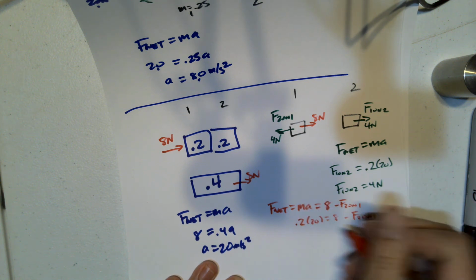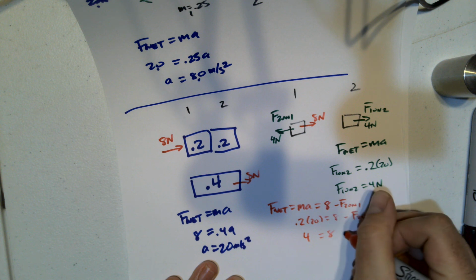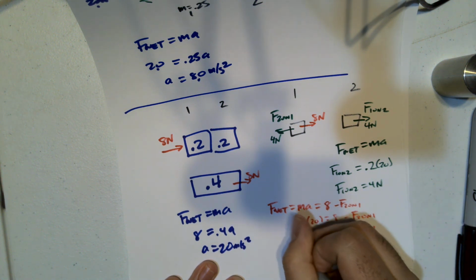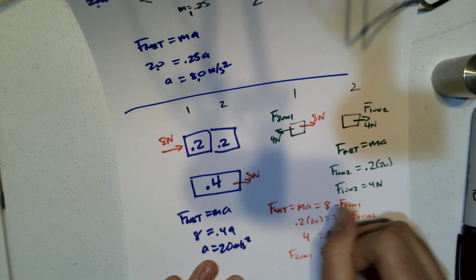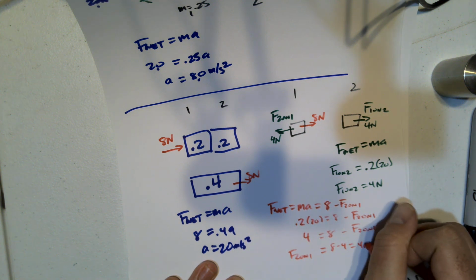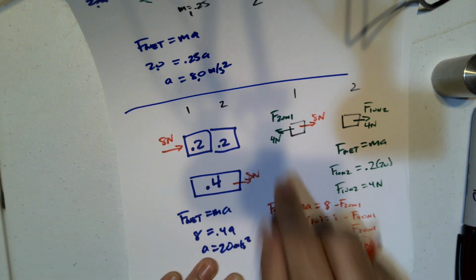So then that is 4, this is 8, this is our unknown. When we move that over there, you get F2 on 1 being positive. Then we can move the 4 over there, it would become negative. You get 8 minus 4, you get the 4 newtons. Exactly what we were looking for right there.